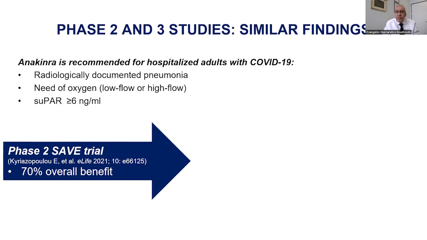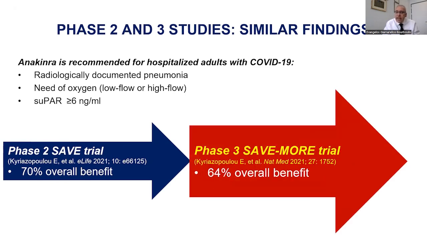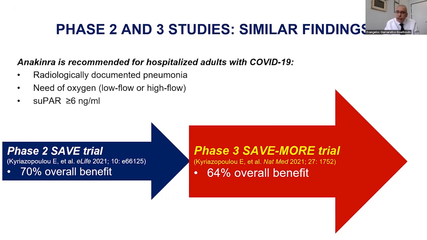And why that? Because there was a phase 2 trial showing a 70% overall benefit in the phase 2 program and 64% in the phase 3. And if you ask yourselves, what do we have so far for COVID-19? We have several drugs, not many of them. And what is the overall efficacy? It is ranging between 15% and 20%. Why is it not 70 or 64% as it is for the case of anakinra? Just because there is no mentality on the precision pathway.